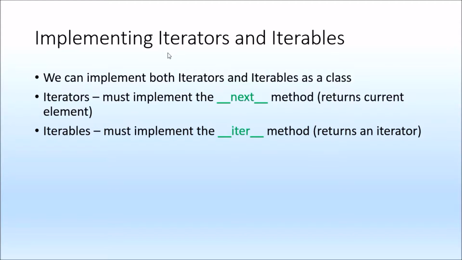Okay? But how do we implement them? Well, for something to be an iterator, it has to have this method called next. And what next does is it just returns the next element, or whatever the current element is. Okay? And then it moves on to the next. So it's like this bookmark is going to the next page. That's how you can think of the next method. Okay? And I'll show you an example of that. And iterables basically have to implement the iter method. So these are two ideas. We have to basically implement two classes, and they each have to have these two methods.